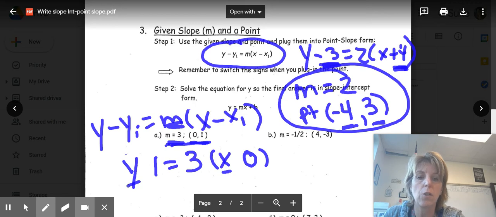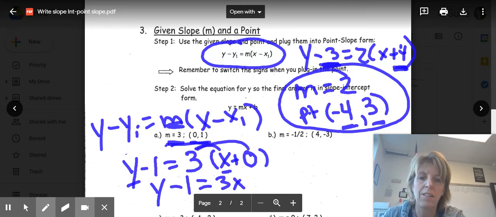Then we have to figure out the signs. The 0 doesn't matter, it can be plus or minus because it's 0. But the 1 was positive, so you have to make it negative. So you're going to flip their sides and flip their signs. Flip, flip, just like before. So our formula is y minus 1 equals 3 times x plus 0. And really, we can take that one step farther. If we distribute that, we get y minus 1 equals 3x. Both are correct, just the bottom one is more simplified.